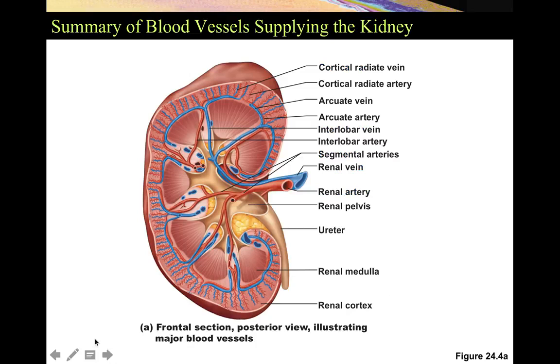Looking at and identifying those structures in your kidney model, you have these blue branches right here, which are your cortical radiate veins, which empty to these branches called the arcuate veins, which merge together right here and right here, going down as the interlobar vein. If you continue this, all of them empty into what? Into your renal vein, as you can see right here. And again, the renal vein is going to empty into your vena cava, or more specifically, the inferior vena cava.